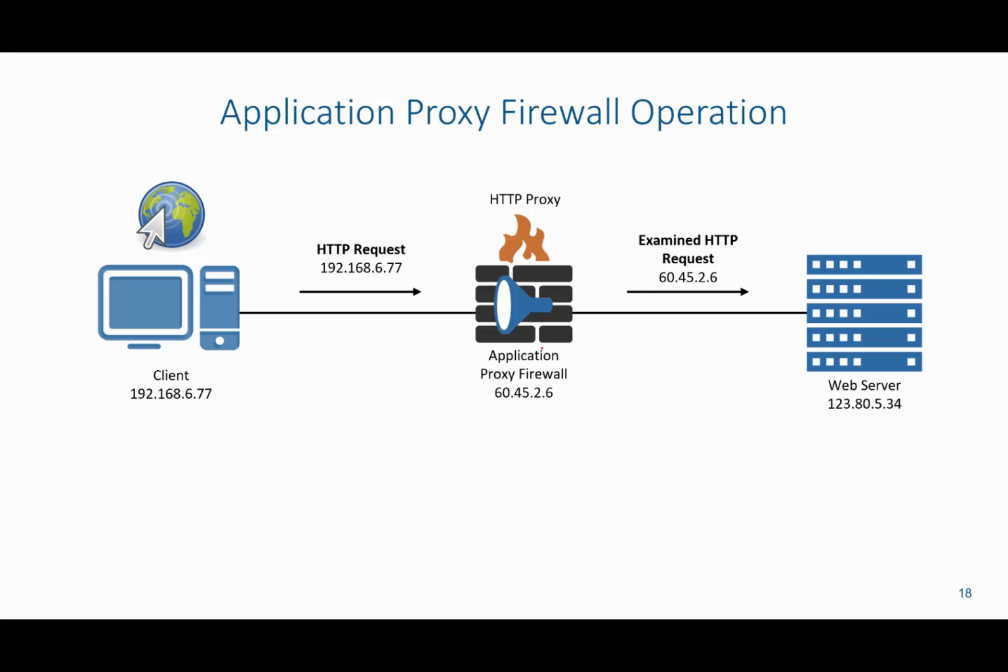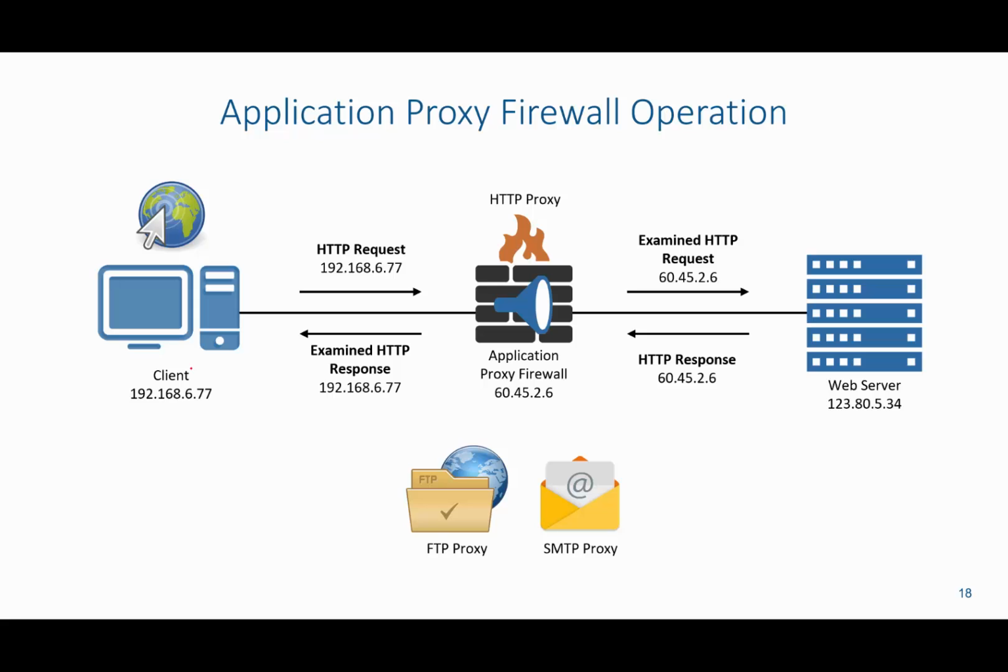A proxy, such as an HTTP proxy, is going to scan the packets associated with this request. And if the packets look great, it's going to send the examined HTTP request packet onto the server. The server will then respond with its response. And then the HTTP proxy will then scan those packets, ensure that those are good, and then send the examined HTTP response packets back to the client. These application proxies can occur again on FTP or SMTP or various other applications that we want to have a proxy firewall installed.